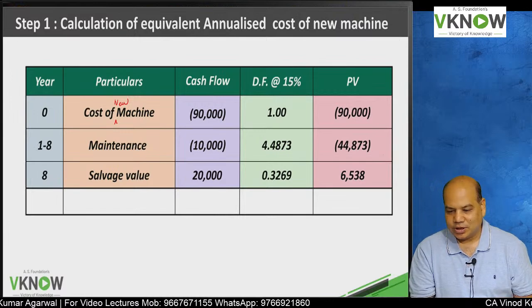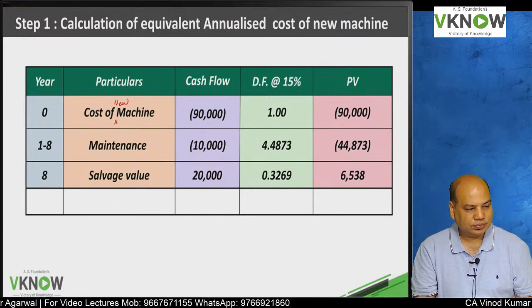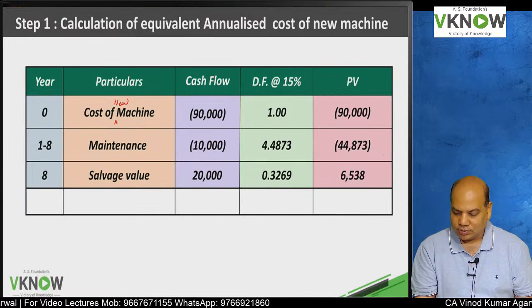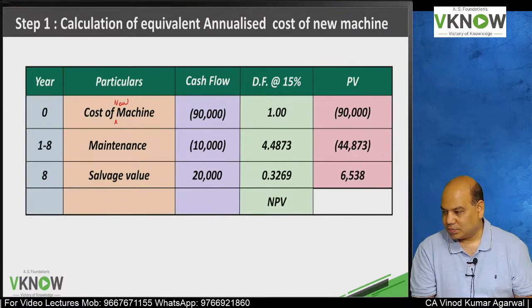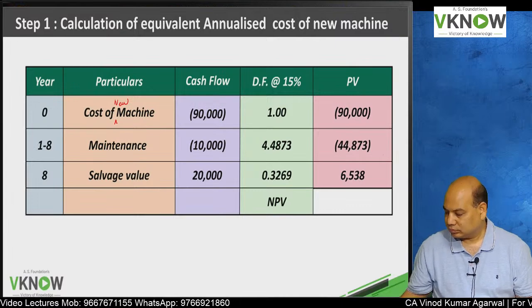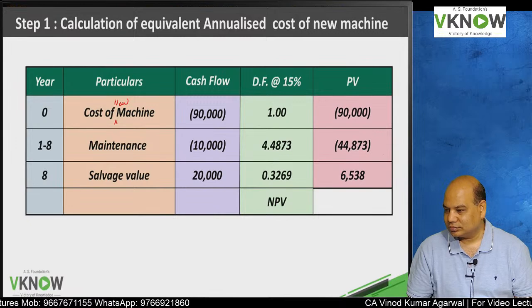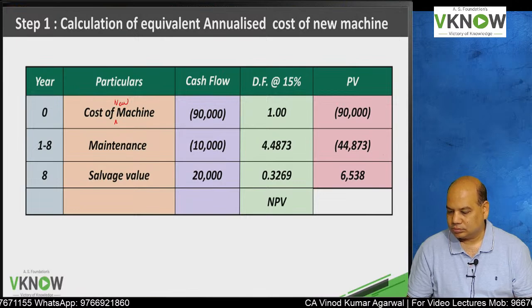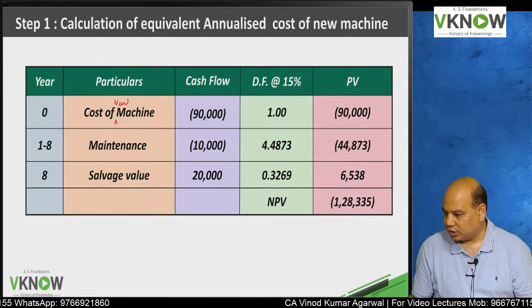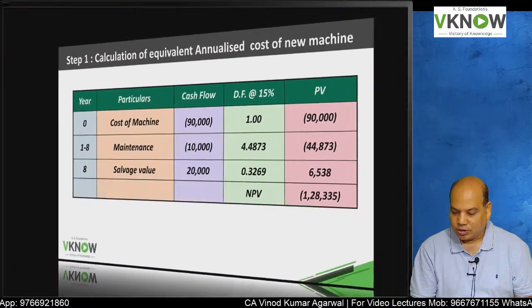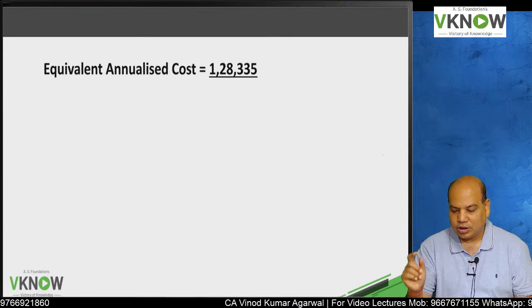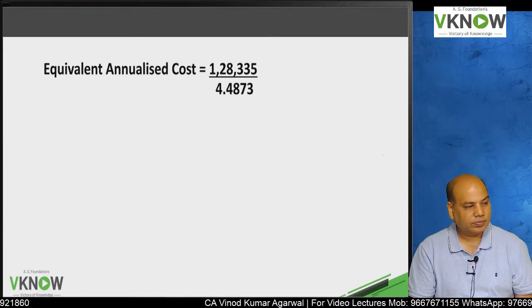Can you please tell me the total? 128,335. Very good. Now below that table, write down equivalent annualized cost.